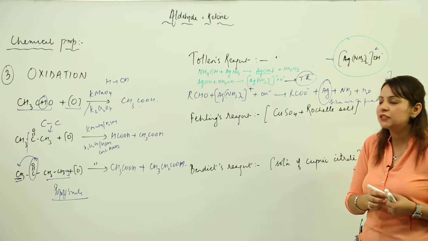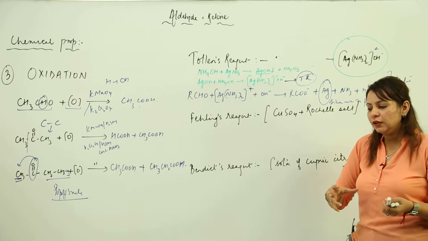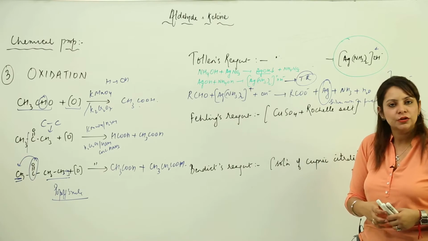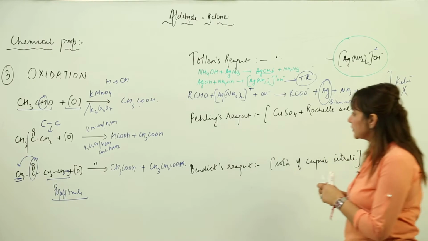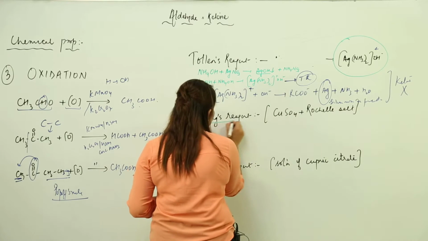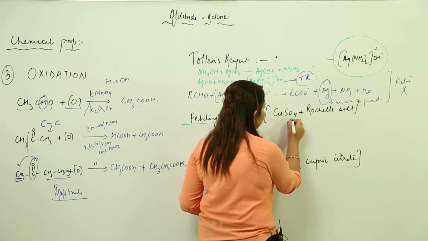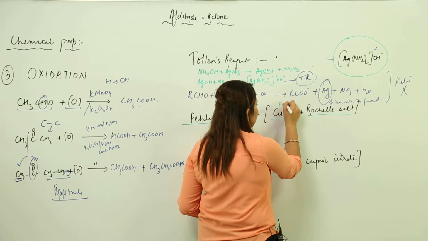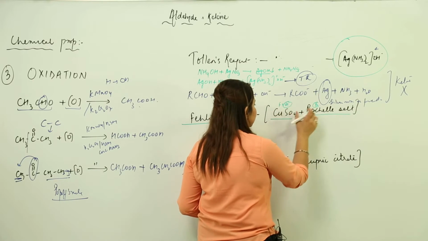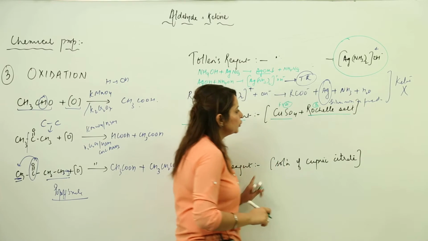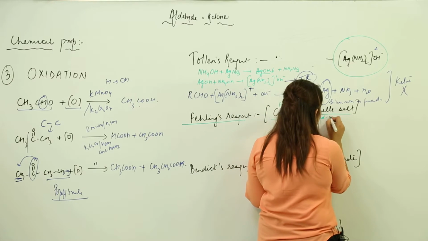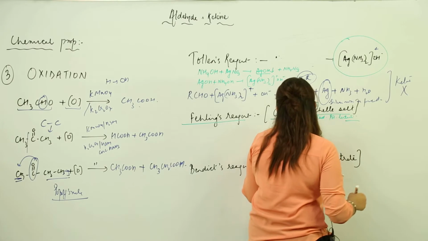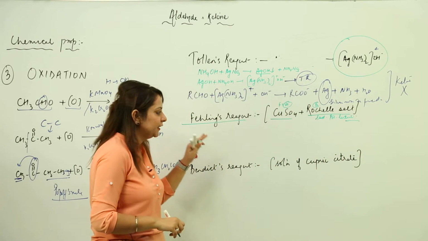It is not given, meaning the Tollens reagent is not an oxidizing agent strong enough to bring about oxidation in a ketone. Second is Fehling's reagent. Fehling's reagent is actually a mixture of copper sulfate and Rochelle salt. We have Fehling's solution A and Fehling's solution B. We just mix them and we get Fehling's reagent. Rochelle salt is sodium potassium tartrate. So we can also say it is a complex mixture of copper sulfate and tartrate.